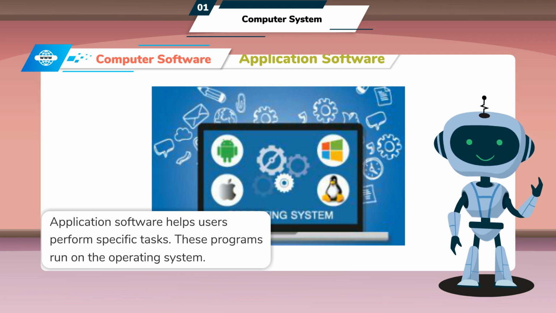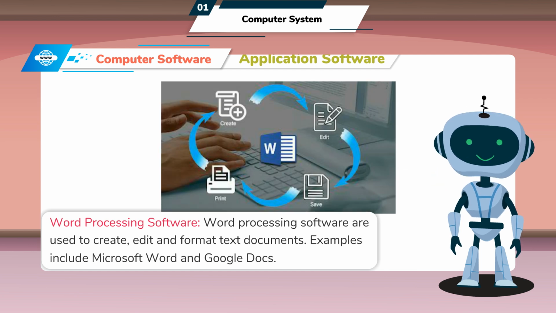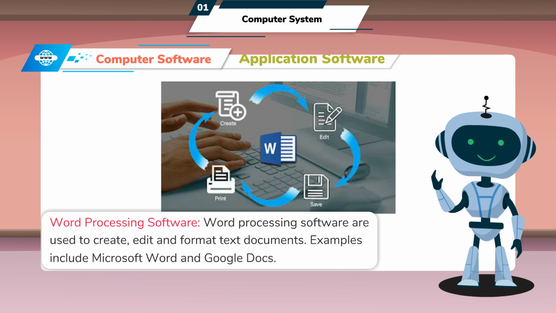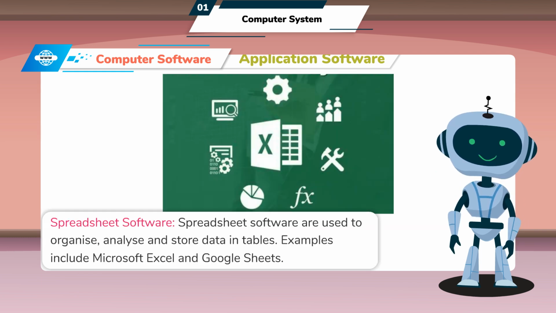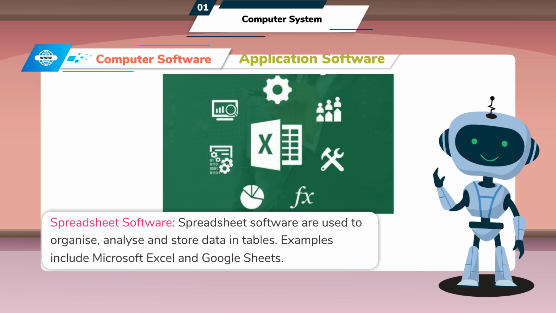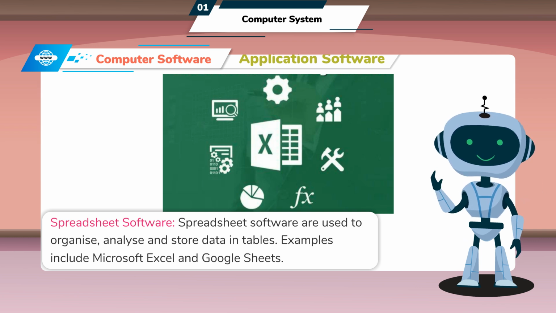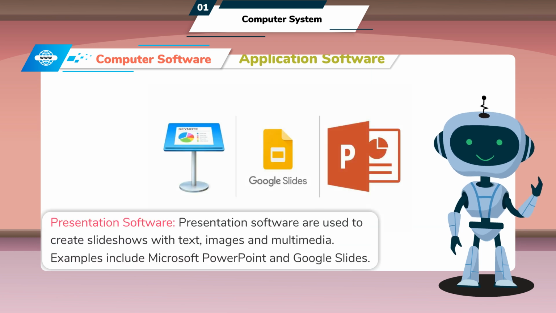These programs run on the operating system. Word processing software. Word processing software are used to create, edit, and format text documents. Examples include Microsoft Word and Google Docs. Spreadsheet software. Spreadsheet software are used to organize, analyze, and store data in tables. Examples include Microsoft Excel and Google Sheets.